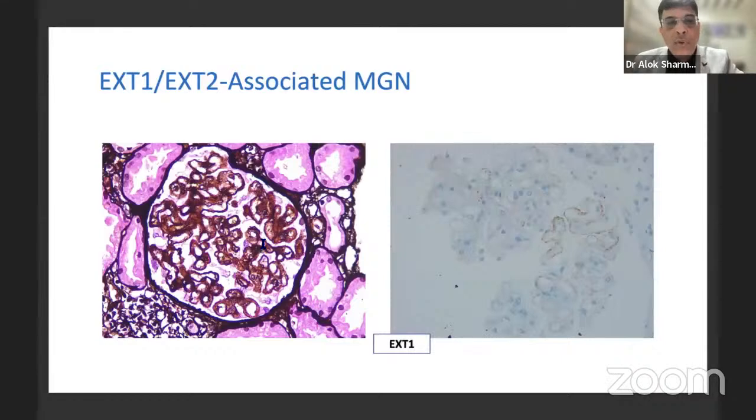This is from one of our own cases. We do only exostosin 1; we are not doing exostosin 2 at this point of time, but we will soon start doing it. On a one-to-one basis, more cases of membranous lupus nephritis show exostosin 2 than exostosin 1. So it's important to include exostosin 2 in your staining repertoire if you want to do good justice to your cases.